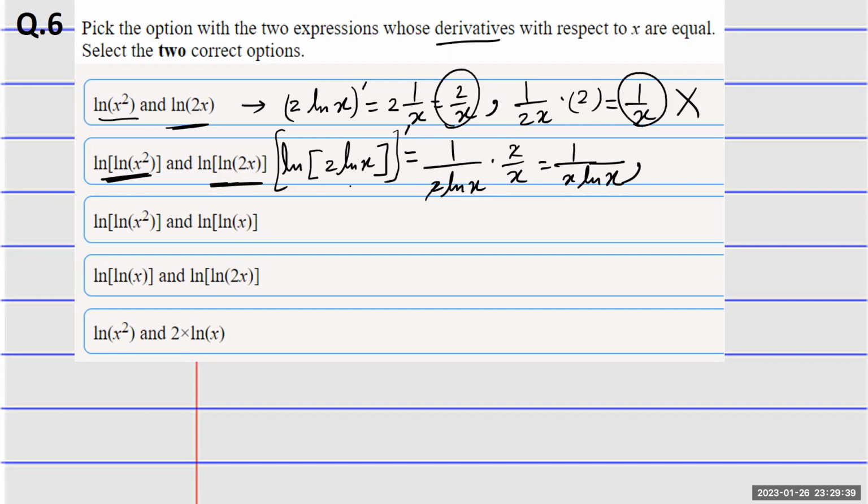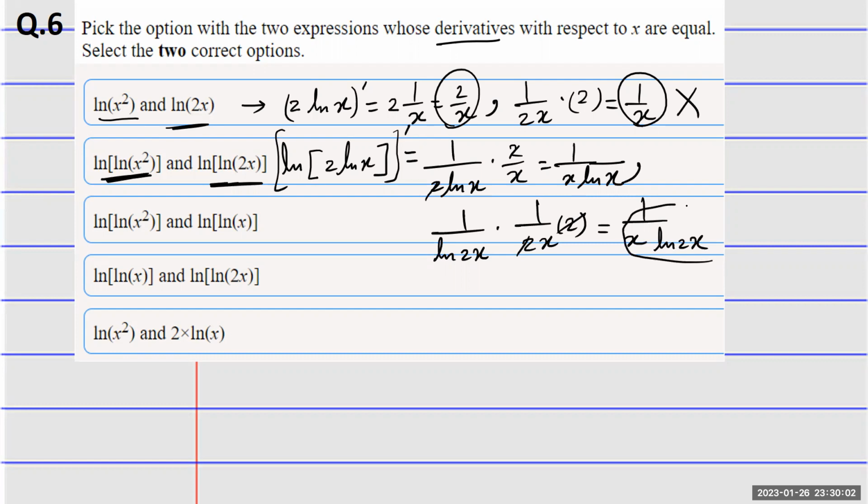And the other side I want to check is ln 2x. The derivative is 1 over ln 2x, okay? 1 over ln 2x times the derivative of ln 2x, which is 1 over 2x multiplied by 2, the derivative of 2x. The 2 and 2 cancel. So you have 1 over x ln 2x.